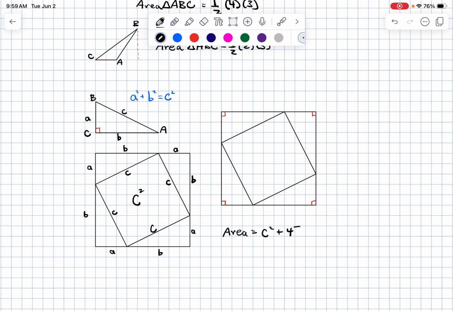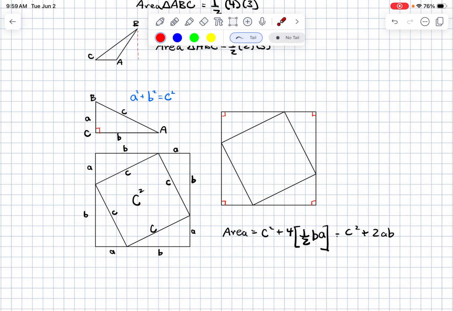4 times 1/2 base, we'll call it a, times height, b. See? Here's my base, and here's my height. I've got 4 of those. So the area looks like this: the area is c squared plus 2ab. There's what it is. That's the area. That takes into consideration the square and then these four triangles. That is all of the area.